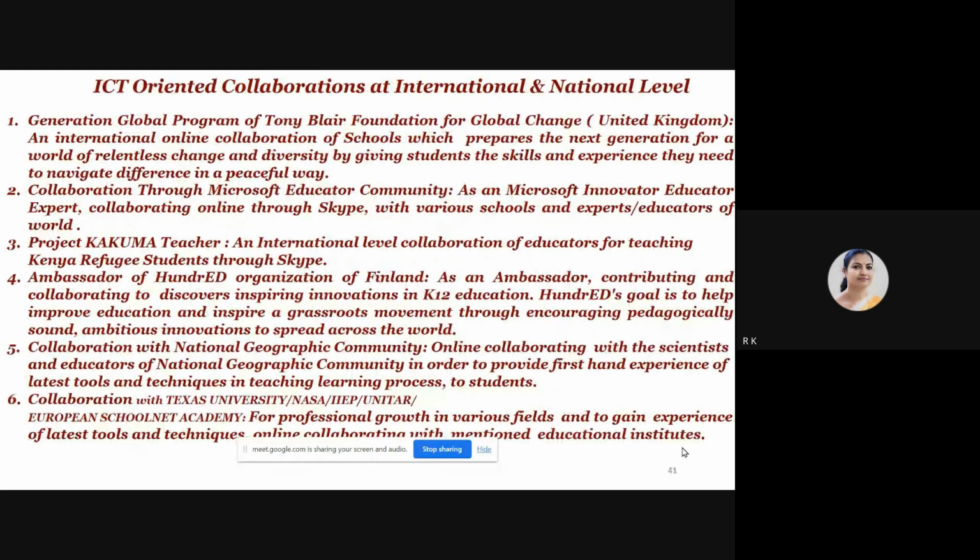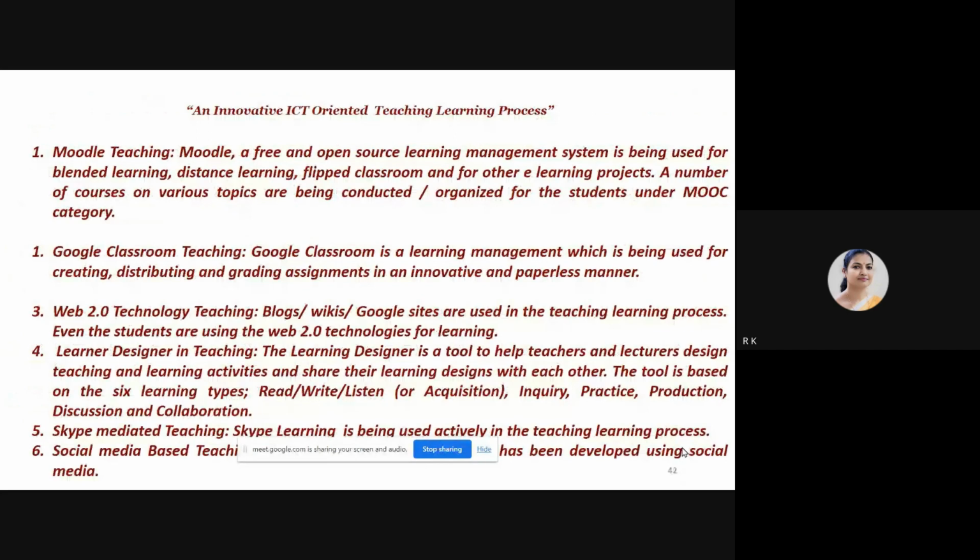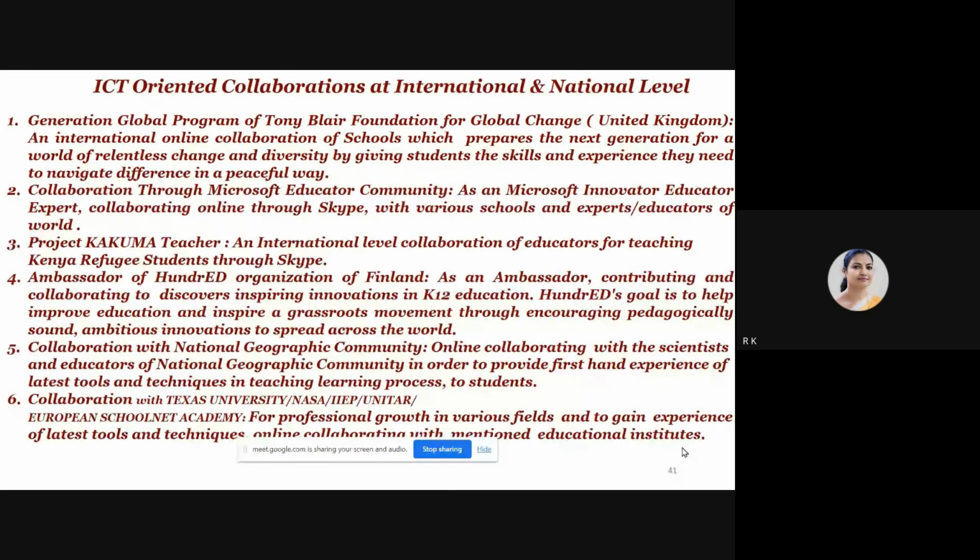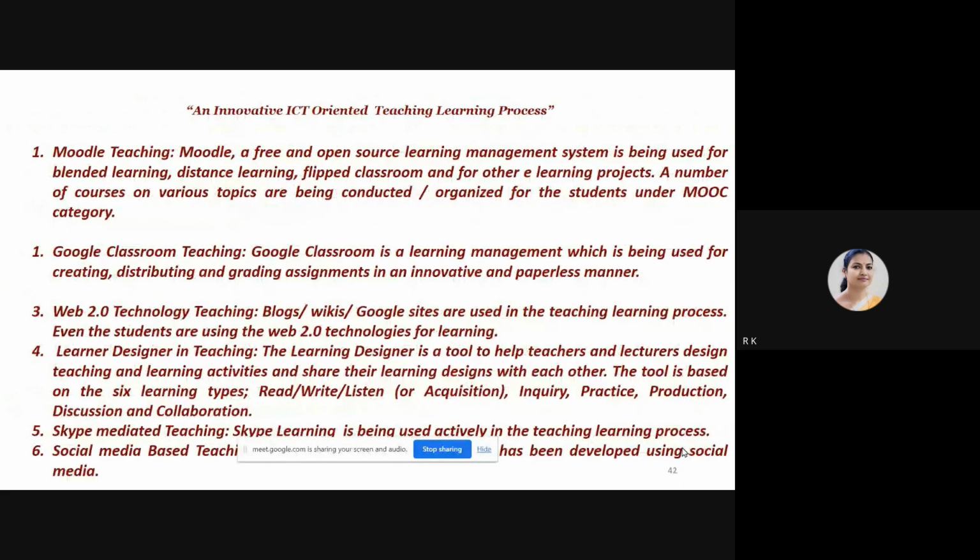So I'll not go deeper into this, because it is both international, ICT-oriented collaborations at national and international level. I would like to quote only one, the fourth point. Say, for example, the collaboration with the National Geographic community, online collaborating with scientists and educators. There is a National Geographic community to provide first-hand experience of the latest tools and techniques in the teaching and learning process. So it gives a very great collaboration with outside bodies.